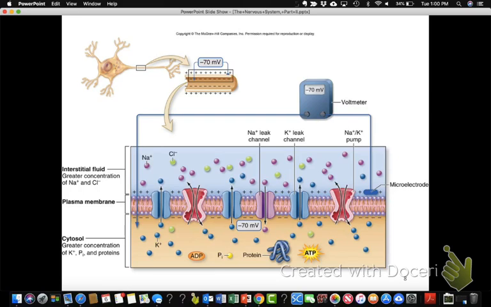So our leak channels are just in equilibrium with our pump. Sodium sure can leak in and potassium can leak out, but the amount of leakage is very, very tiny compared to the ability of the pumps to push it back where they need it.